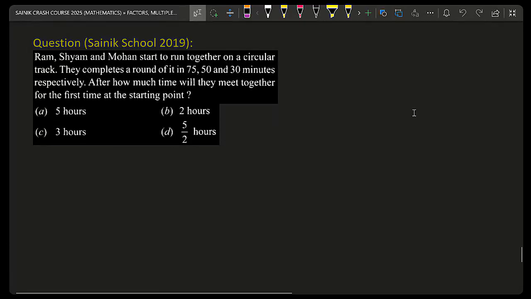So this is the next question that we are going to discuss in the LCM chapter. Ram, Shyam and Mohan start to run together on a circular track. They complete a round of it in 75, 50 and 30 minutes respectively. After how much time will they meet for the first time at the starting point?